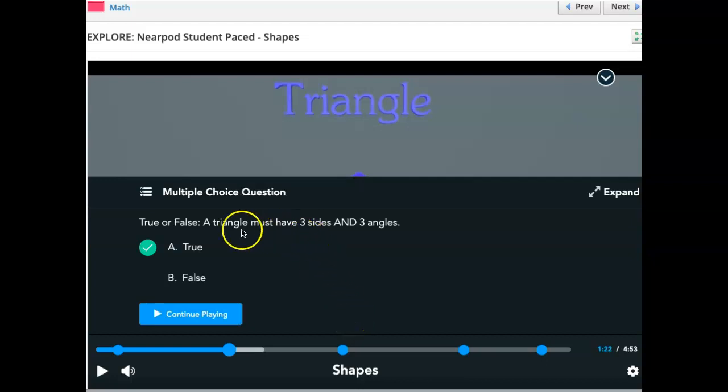It says a triangle must have 3 sides and 3 angles. Is that true, A, or false, B?